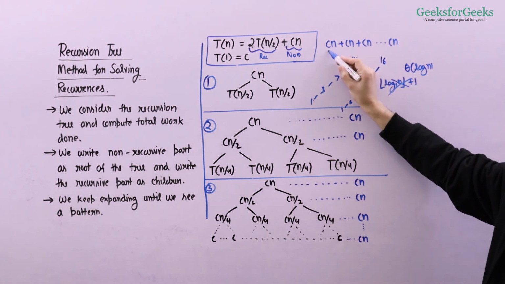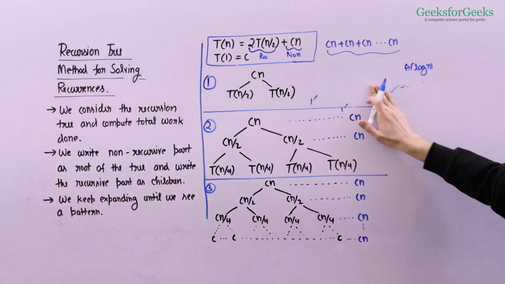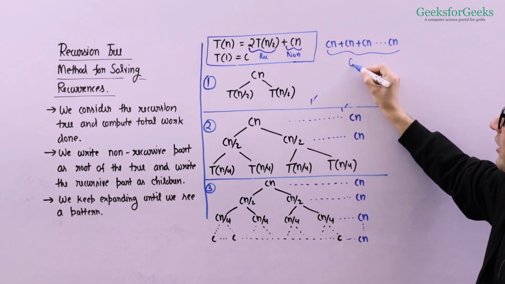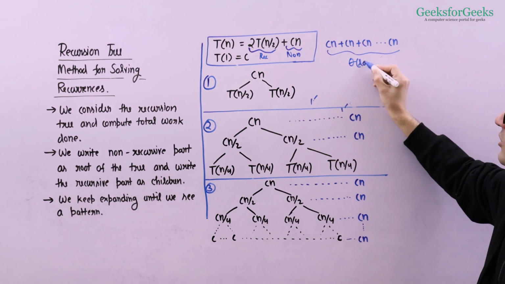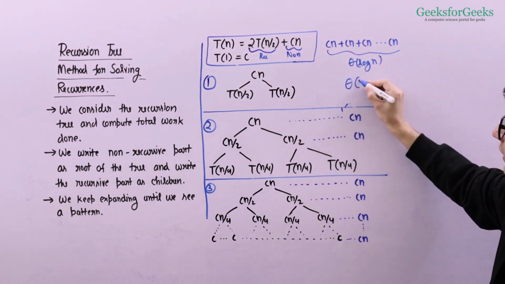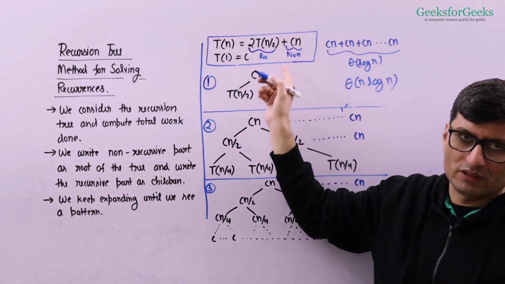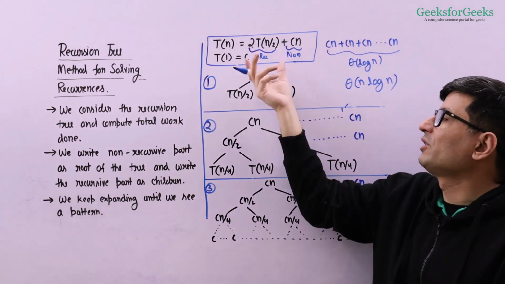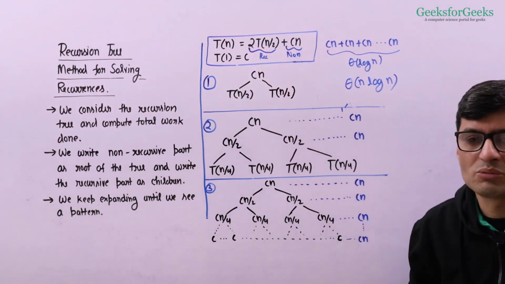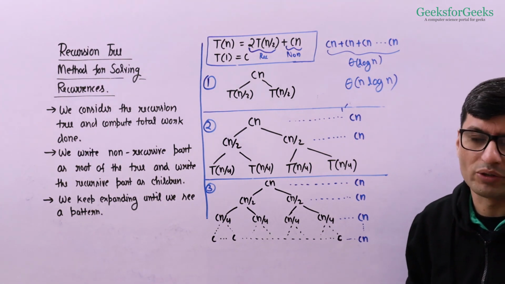So we have theta log n terms in total, and every term has value Cn, right? So how much is the sum of this whole series? It's clearly theta of n log n. So that's the amount of work we are doing in this recursion tree, and that's the value of this recurrence. That's the asymptotic value of this recurrence, right? We haven't found the exact value, we have found the asymptotic value.